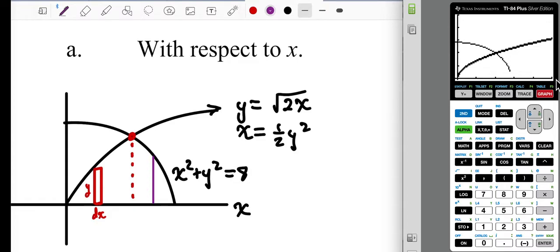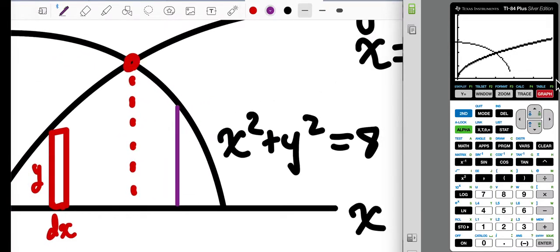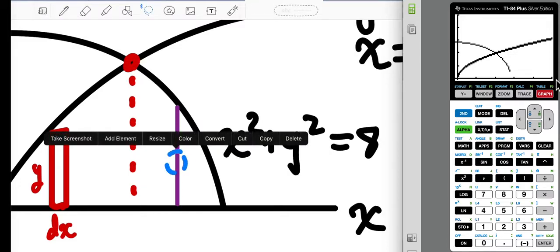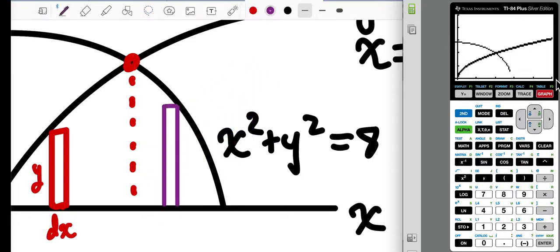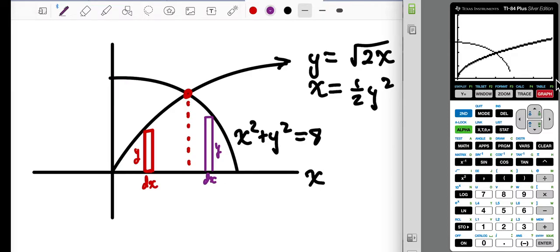I hate when that happens. You know what I'm going to do? I'm going to do this. So I got my dx here, that's consistent, but this y is going to be a different y. All right, it's going to be associated with this equation, and this y will be associated with this equation.